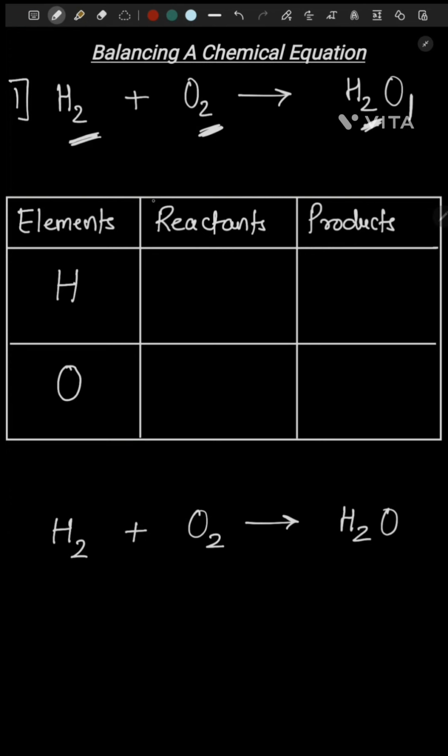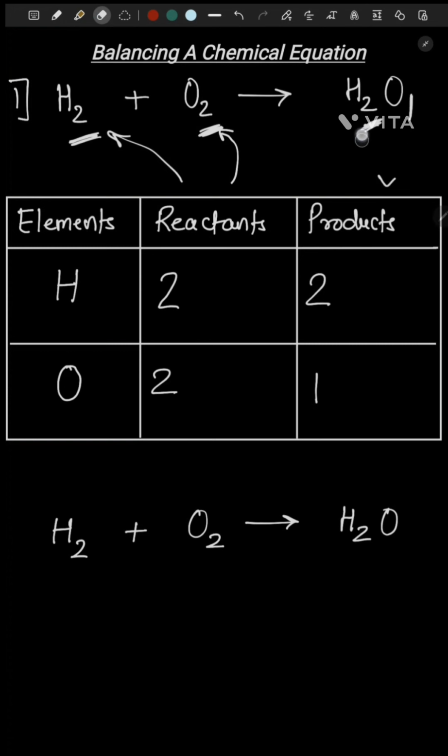So let's start. On the reactant side, how many hydrogen atoms? 2. So I'll put 2 here. On the product side, how many hydrogen atoms? It is 2. So I'll put 2 here. On the reactant side, how many oxygen atoms? It is 2. So I'll put 2 here. On the product side, how many oxygen atoms? It is 1. So I'll put 1 here.